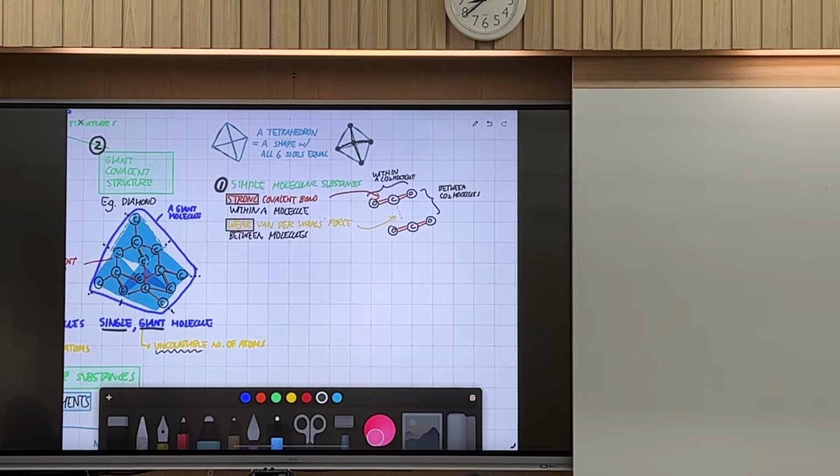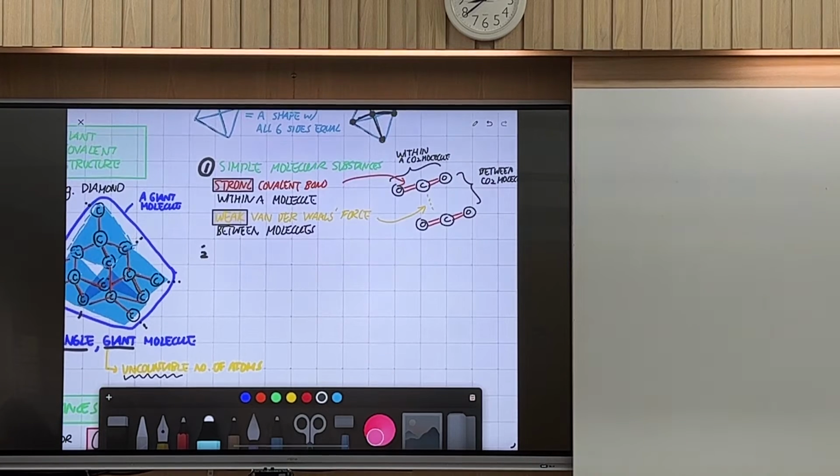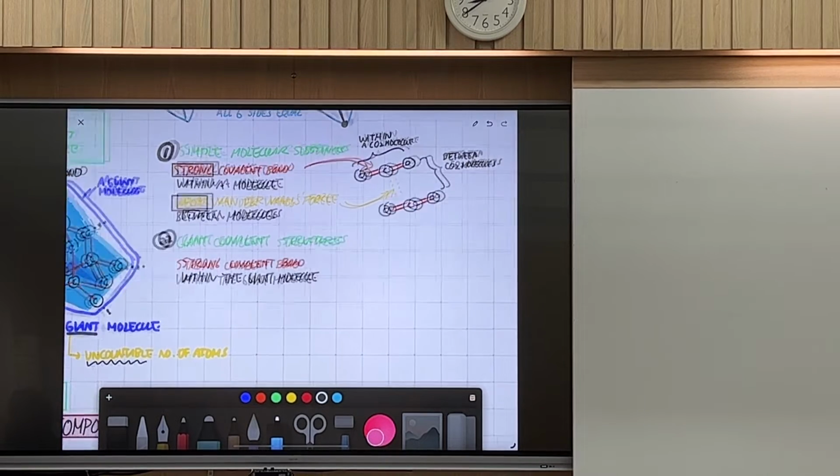This is clear, right? Yes. So now we have structure type number 2: giant covalent structure. Giant covalent structures have mostly just strong covalent bonds. Strong covalent bonds within the giant molecule. So that's what giant covalent structure means. There are many, many atoms connected together.